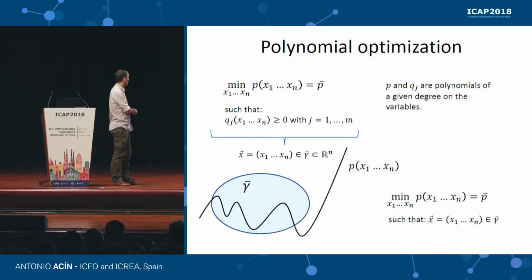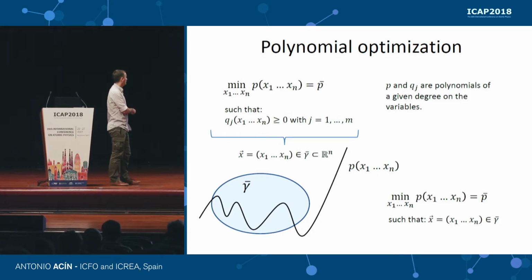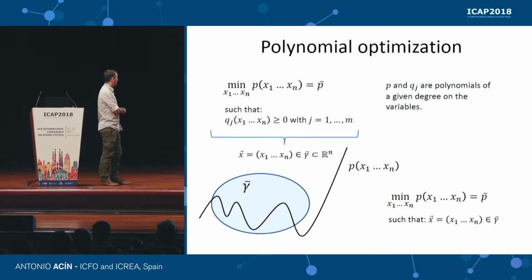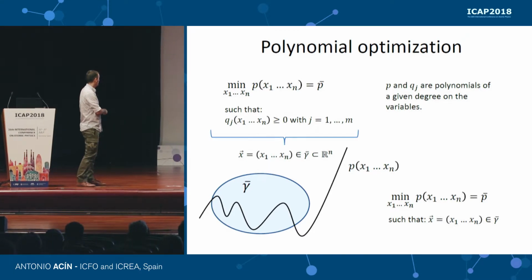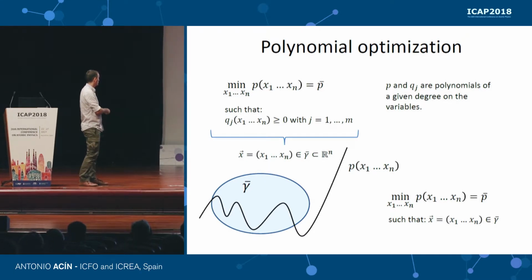Okay, this gamma bar is the subset. It might be more complex than that. It might be non-convex, but for simplicity, I represent it as this set here. And then you have a polynomial, and you have to find the minimum of this polynomial in this region. This is the problem I want to solve.